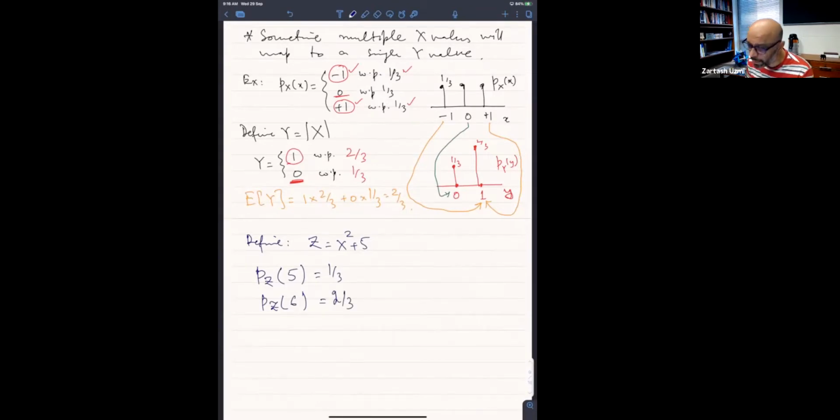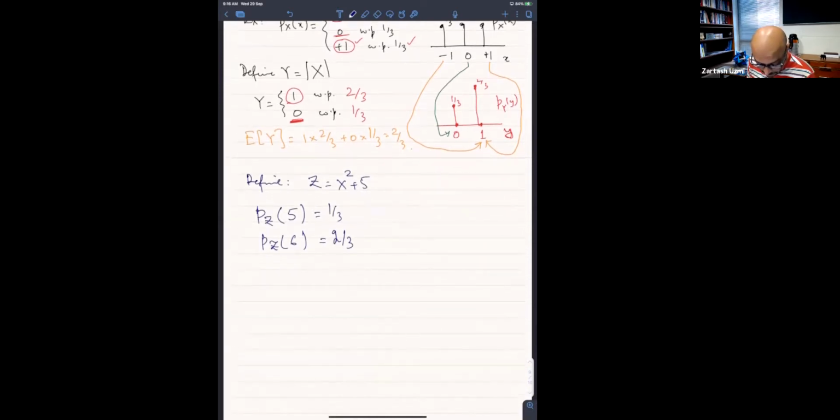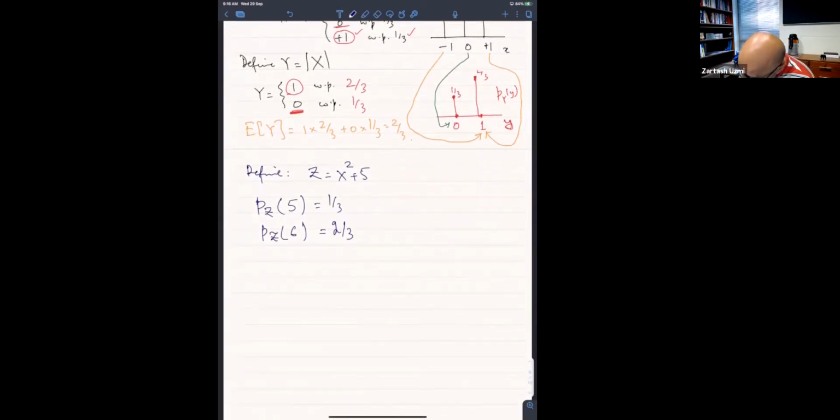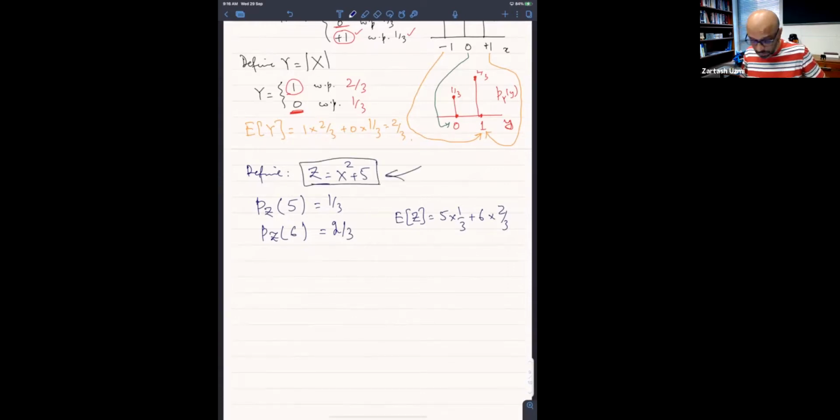Similarly, I can draw the PMF of z as well. I can also draw the CDF of y, the CDF of x, and the CDF of z. So you can find the expected value of z, with 5 with probability 1/3 and 6 with probability 2/3. So if we are given a random variable and a function of it, is it necessary to find the PMF of the second?